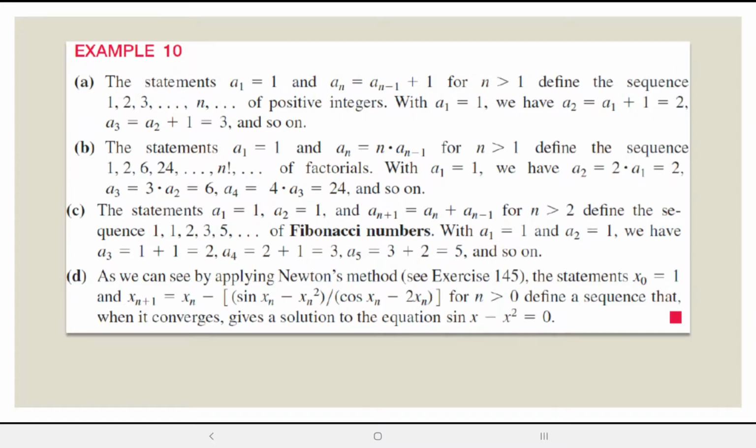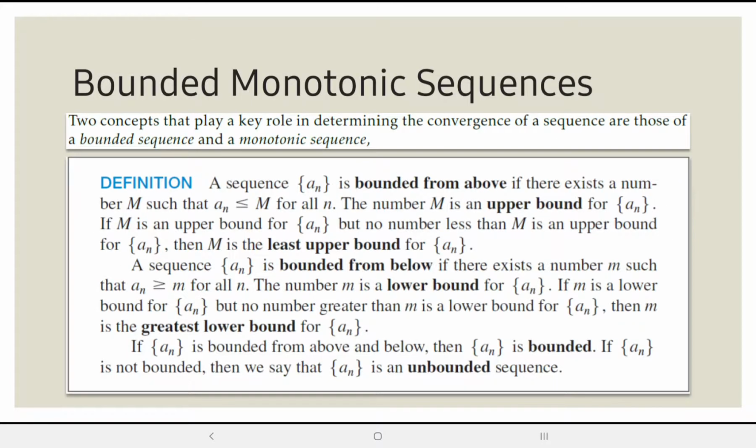And then here we have another example that we get when we apply Newton's method. Okay? So, dito ang initial term natin ay x sub 0 equal to 1. And then yung mga next terms natin ay defined by x sub n minus (sin x sub n minus x sub n raised to 2) all over (cosine x sub n minus 2x sub n) whenever n is greater than 0. Okay?